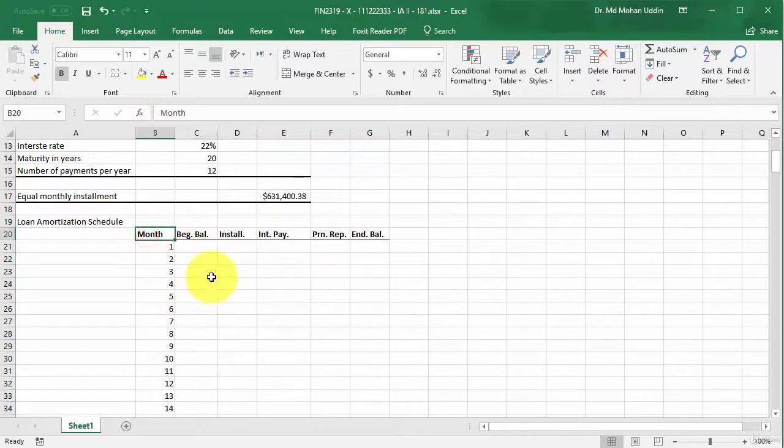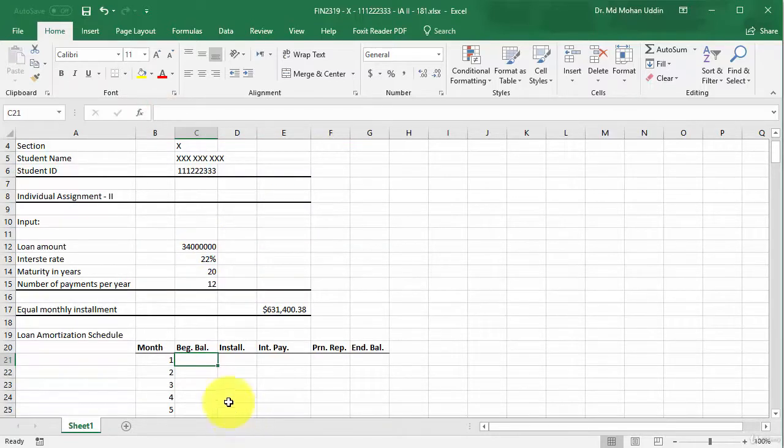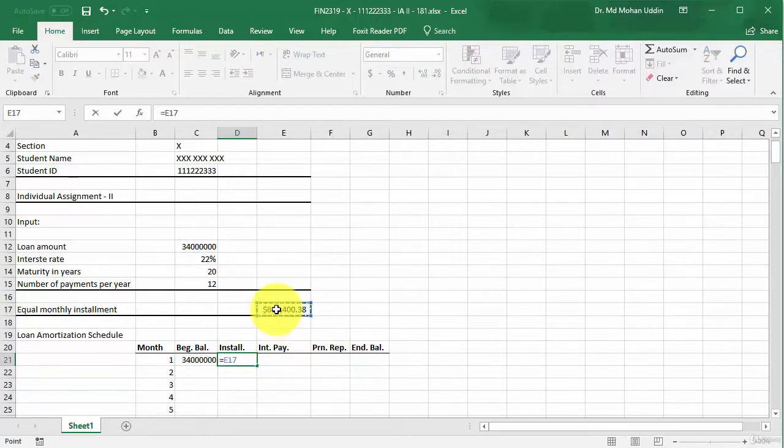Okay, let us make the column headings bold, and also underline the headings. Now we know the beginning balance, so we will link the beginning balance of the loan in this cell. Let us press equal, then click on the loan amount, because in month 1 the full loan amount is the beginning balance. So let us click C12, because in this worksheet C12 contains the loan amount. Okay, enter.